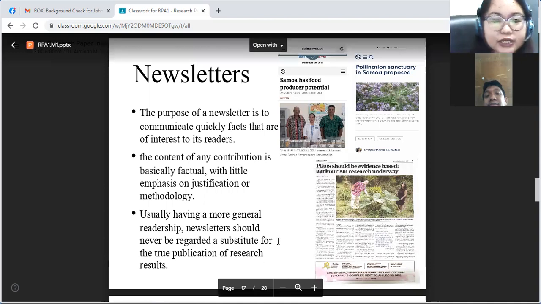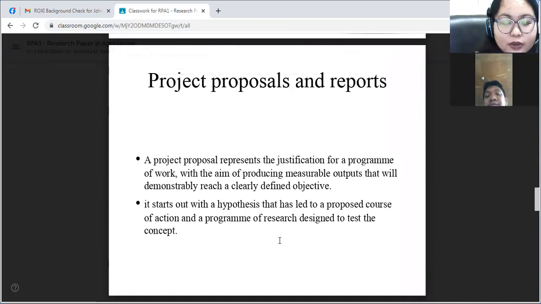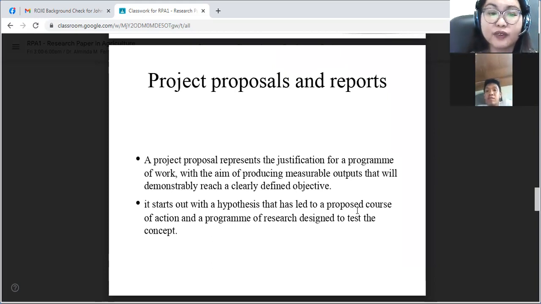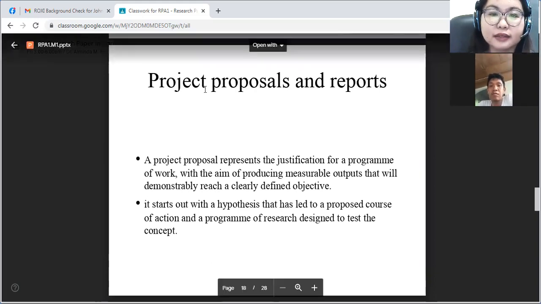So those are newsletters. And if you're really dying to conduct a research of your own, there are a lot of funding agencies like the DA BAR, the DOST, PCAARRD, the World Bank and the European Union. There are a lot that fund research, and even Bill Gates funds research. So you can try them out and make a proposal.